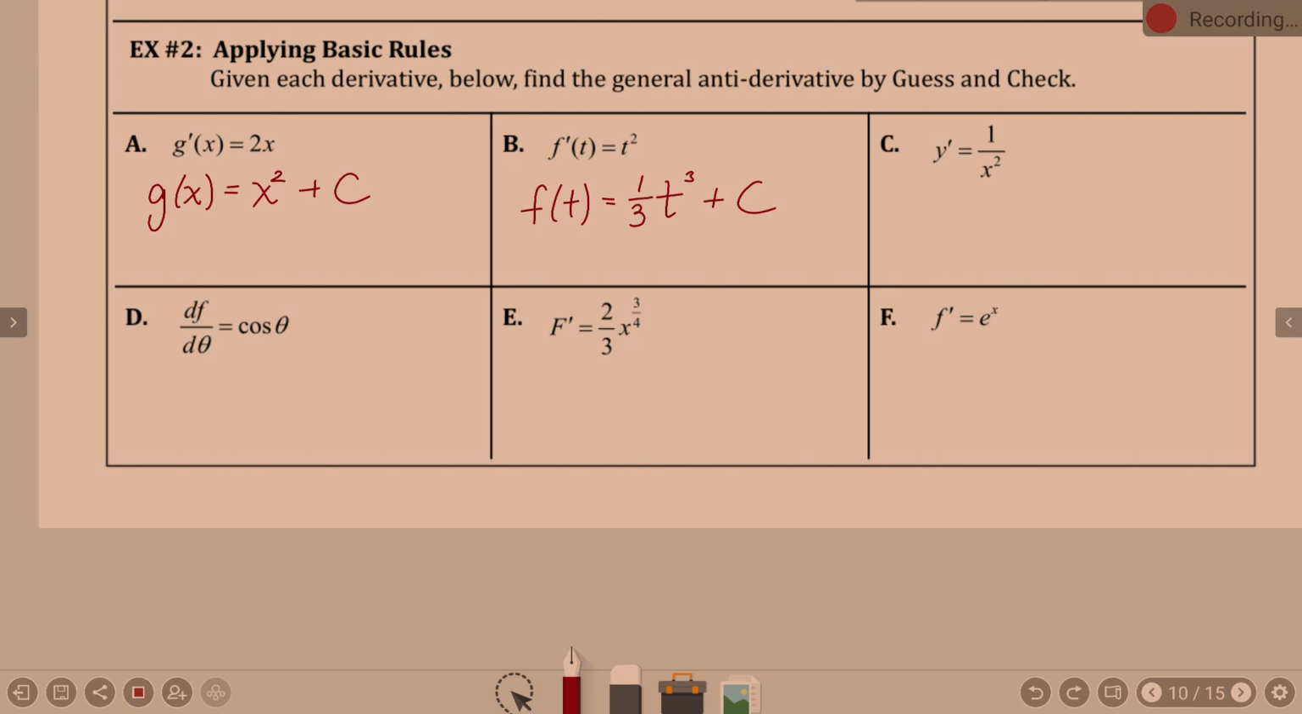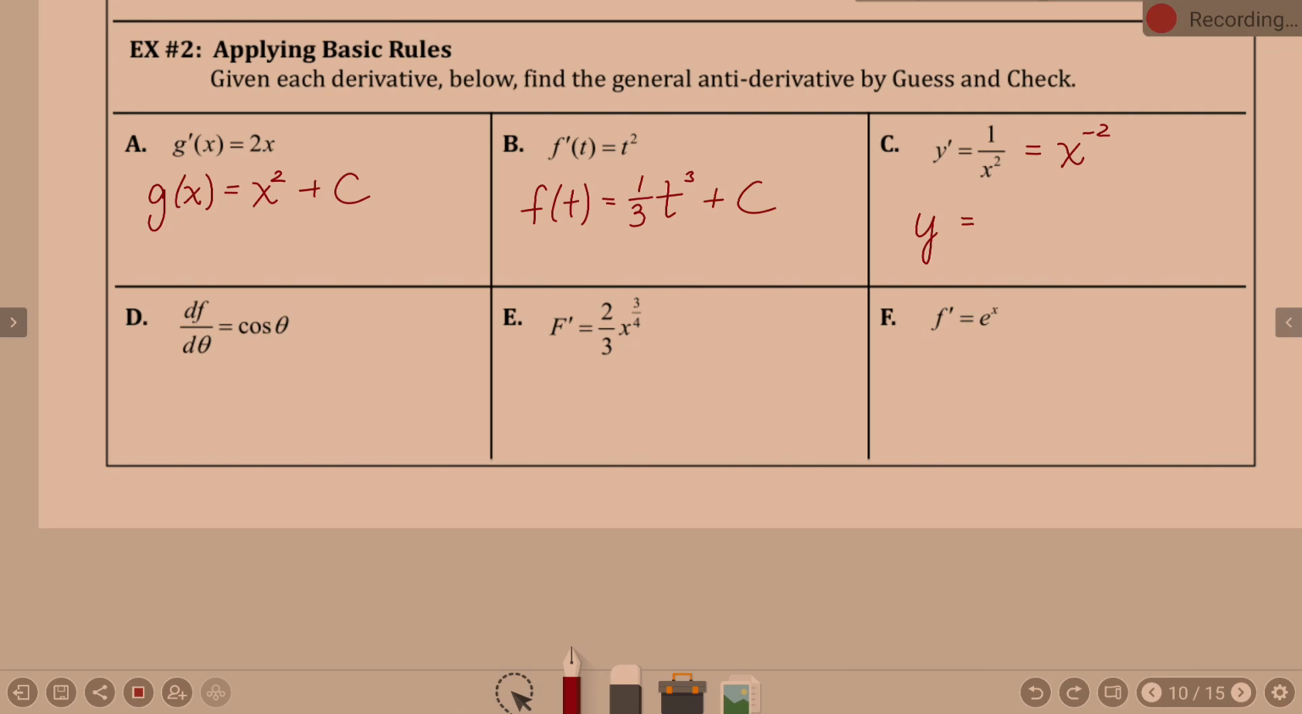Okay. C: y equals 1 over x squared, y prime equals 1 over x squared. Now, here's my thought. If you're going to do the derivative of this, I know we're doing the antiderivative, but same thought, what would you have to do before you do the derivative? You would rewrite this as x to the negative 2. In order to think antiderivative, you need to do the same thing.